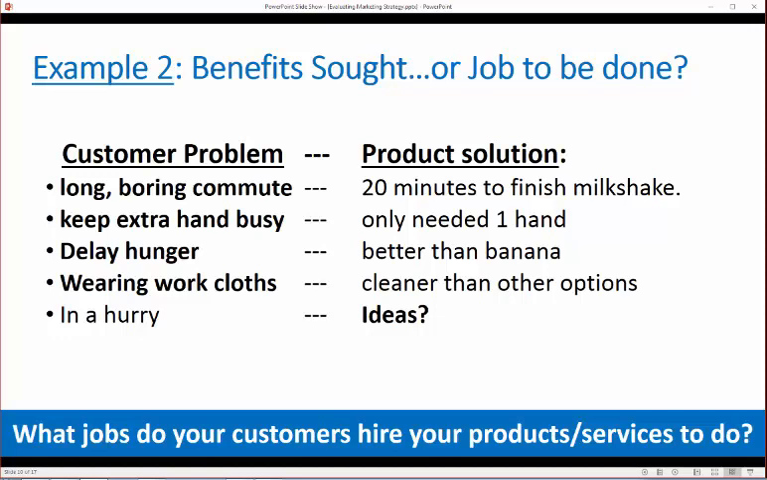How do you now ideate? How do you look around addressing the problem if you know that they're also in a hurry? What ideas come to mind? You might start self-service kiosks. You might start mobile ordering ahead of time.